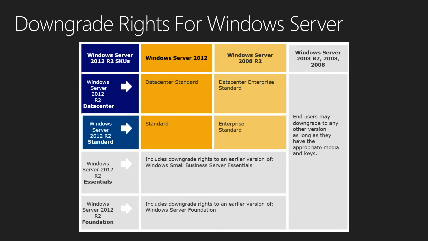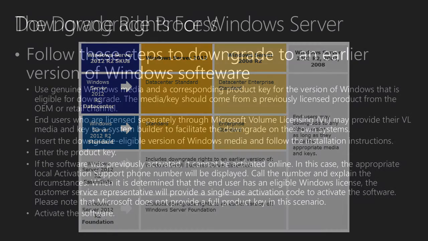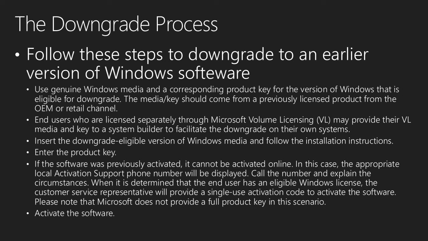So let's go through this in a little bit more detail. What's the downgrade process? These are the steps that you need to follow. They need to use genuine Windows media and the corresponding product key. Basically, the media and the key should come from a previously licensed product from the OEM or retail channel. Now, if a customer is licensed separately through a VL program, they may provide their VL key and media to the system builder as well, to facilitate this downgrade process.